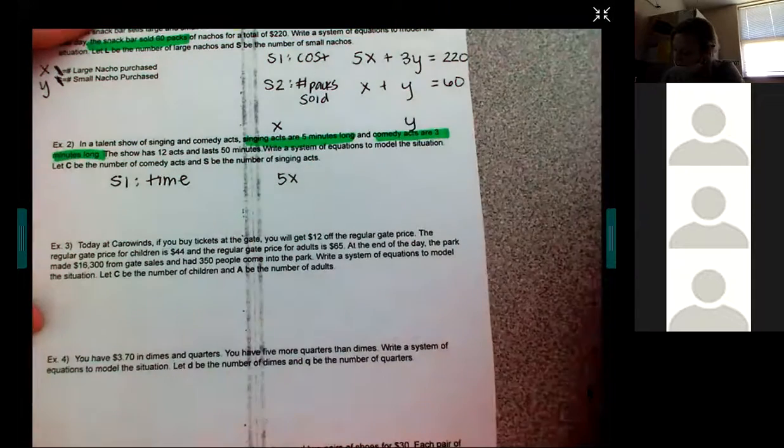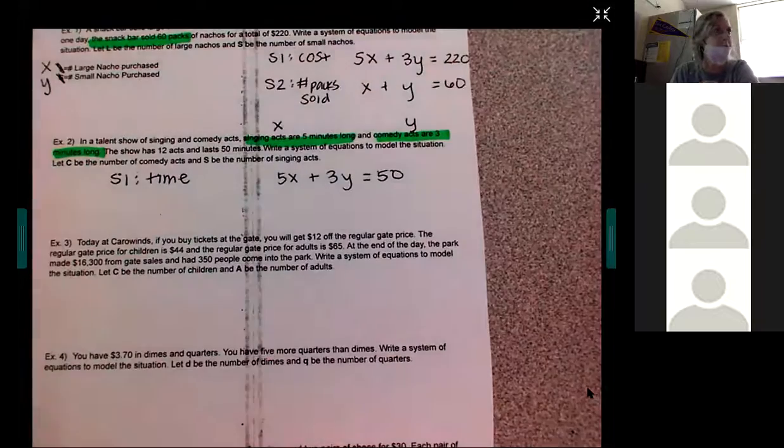5X plus 3Y, and how long did it last? 50 minutes. Remember that first sentence was talking about the time, so you got to set it equal to the total time. Very good job, Sean.